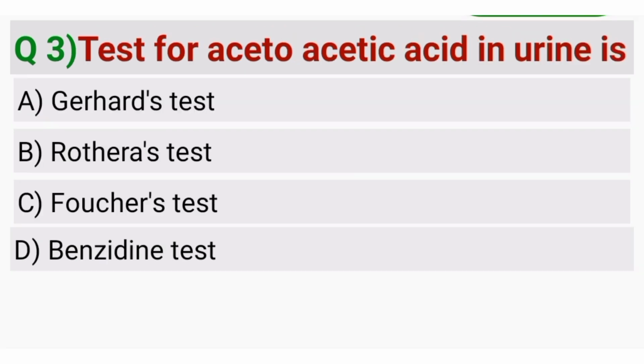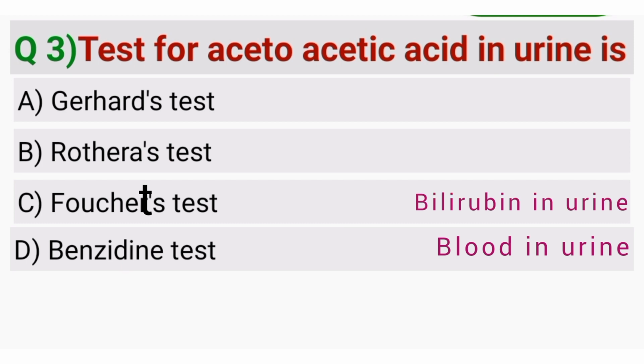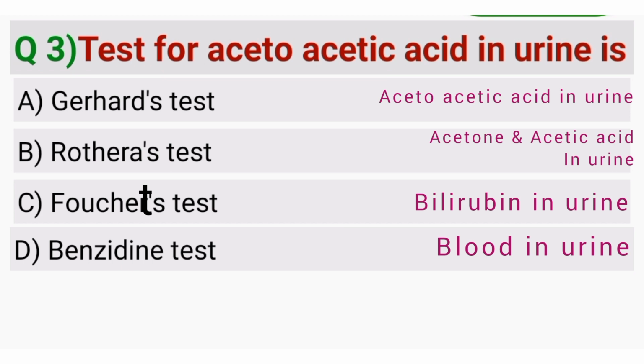Question number 3. Test for acetoacetic acid in urine. Options are Gerhardt's test, Rothera's test, Fouchet's test, and benzidine test. Here, benzidine test is used to detect blood in urine, and Fouchet's test is used to detect bilirubin or bile in urine, and Rothera's test is used to detect acetone or acetoacetic acid in urine. But Gerhardt's test is used to detect only acetoacetic acid in urine. These are mainly used for detecting ketones. Okay. Hence, the answer is Gerhardt's test.